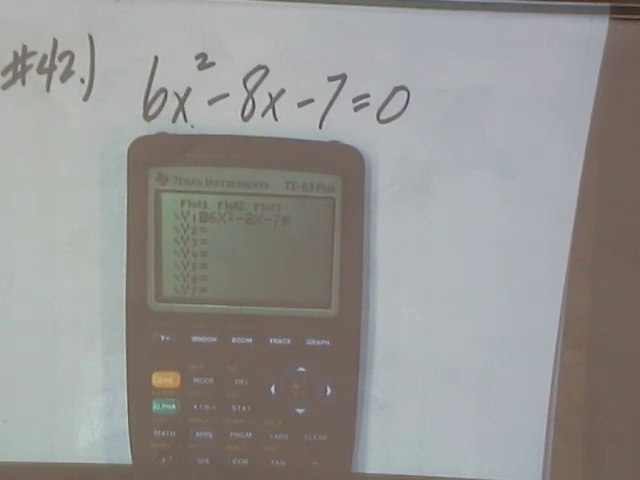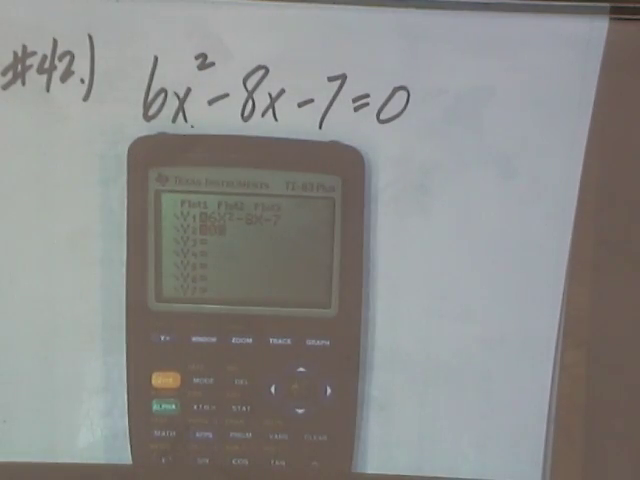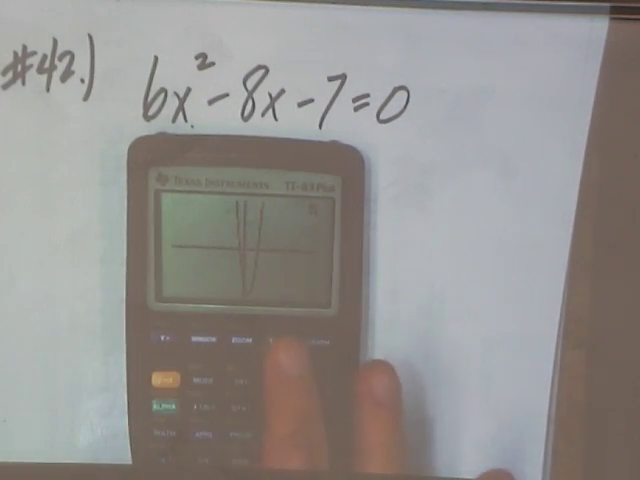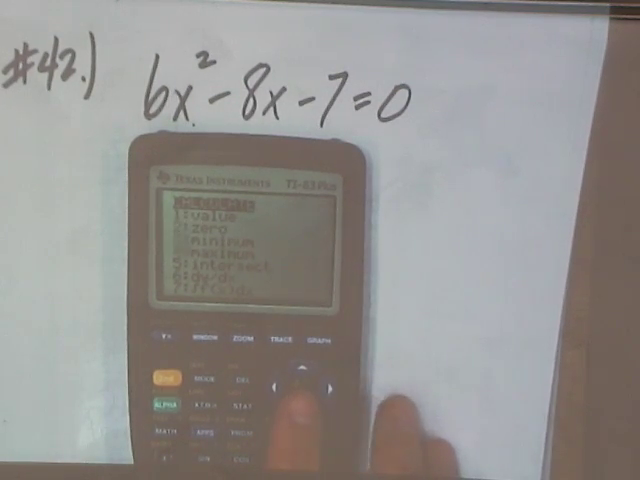Well, in order to find the intersection point, I need two graphs, don't I? Right now I only have one. I gotta go to y2 and put in the right-hand side of the equation. So now if we graph these, remember the solutions are where it crosses the x-axis. So go to second, calculate. And we want intersection. Intersect.